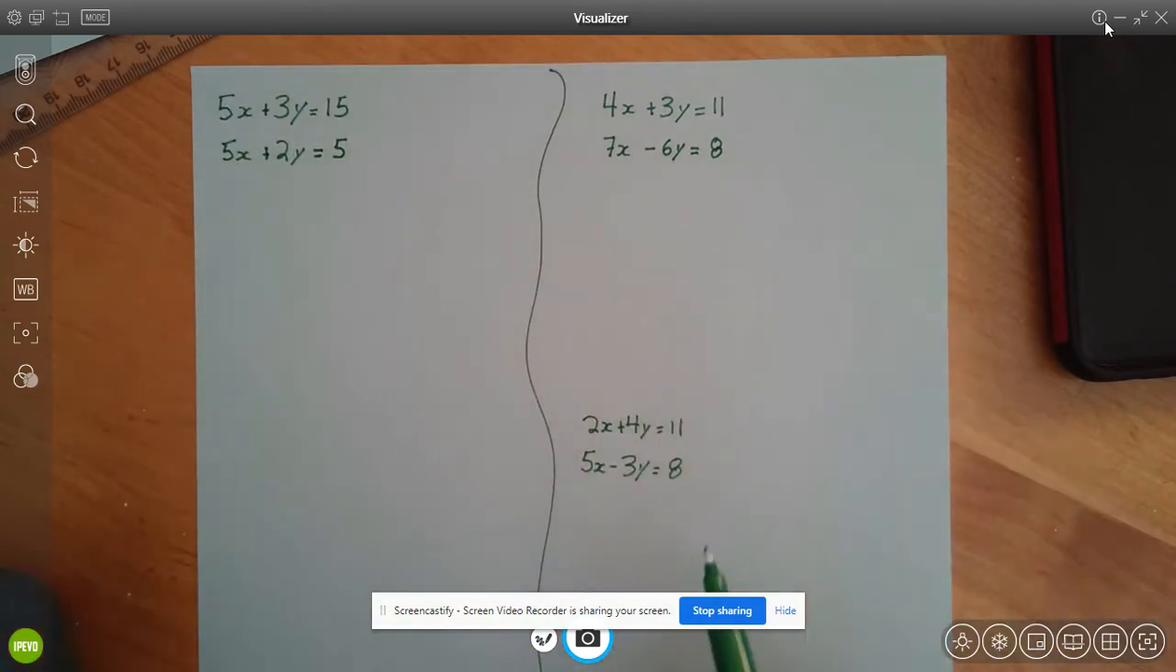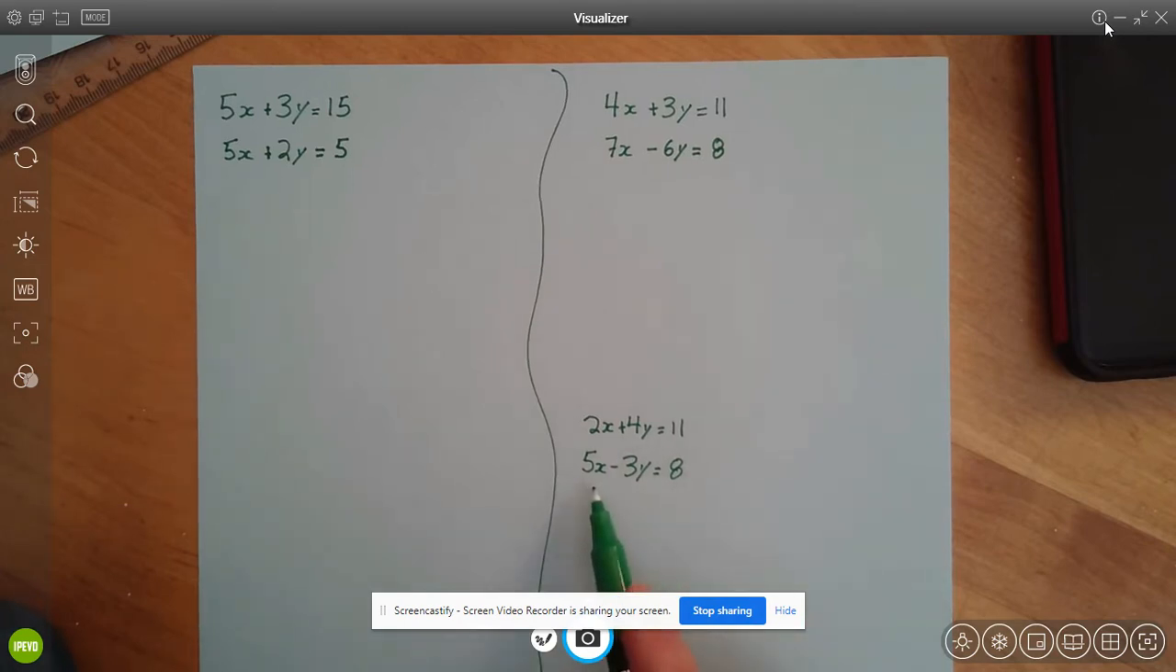In all of these examples, you can tell that it might be a little bit more work to isolate for x or y, right? They all have coefficients. If I isolate for x and y, I'm going to have a bunch of fractions. So another method that works better in these situations is called the elimination method.